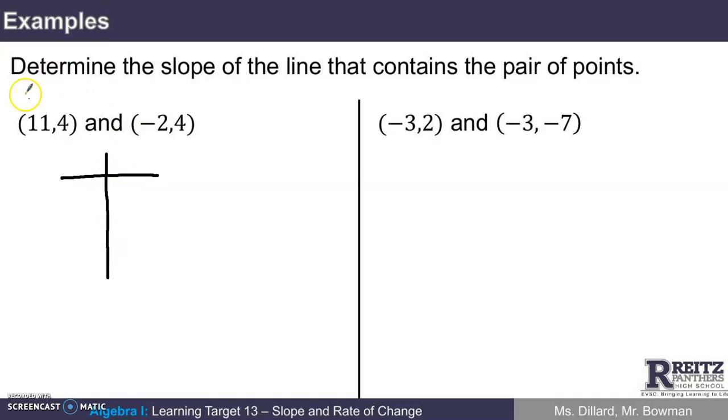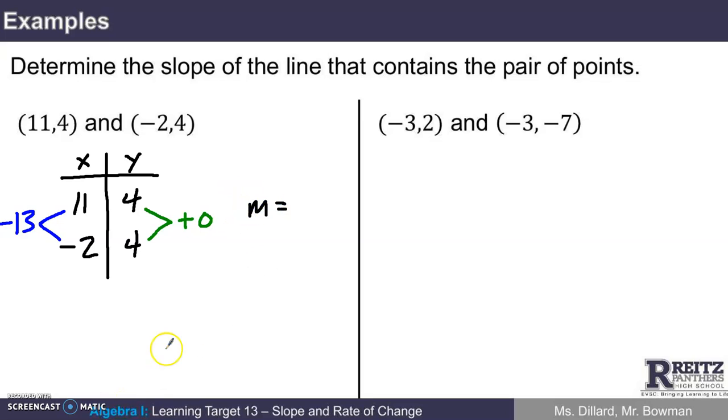Two more. Let's find the slope of the line that contains 11, 4 and -2, 4. Oh, that's interesting. What could I do to get from 11 to -2? I need to subtract 13. 11 minus 13 is -2. What can I do to get from 4 to 4? I can add 0, that's right.